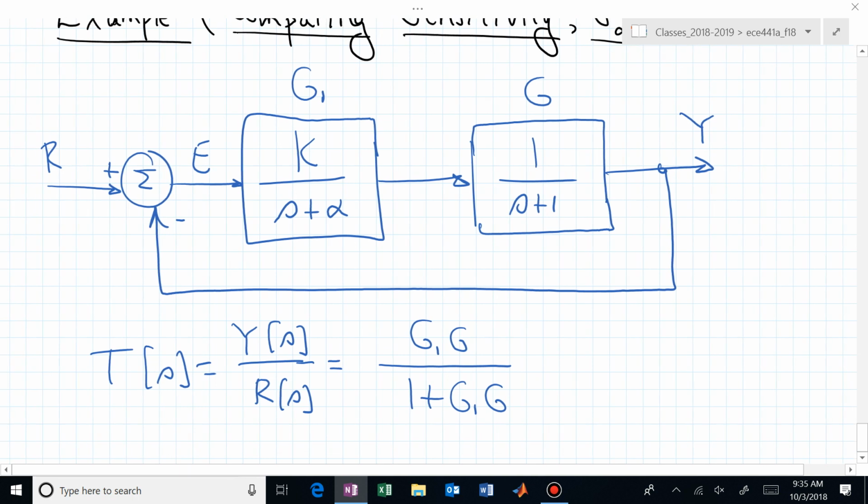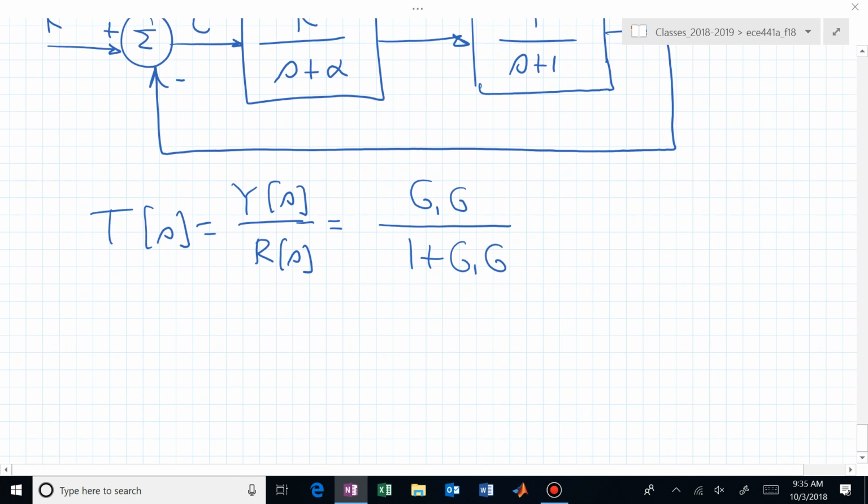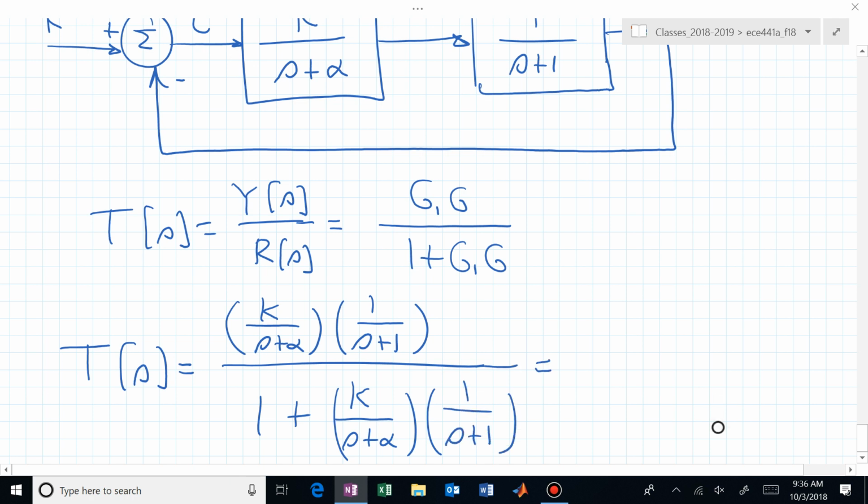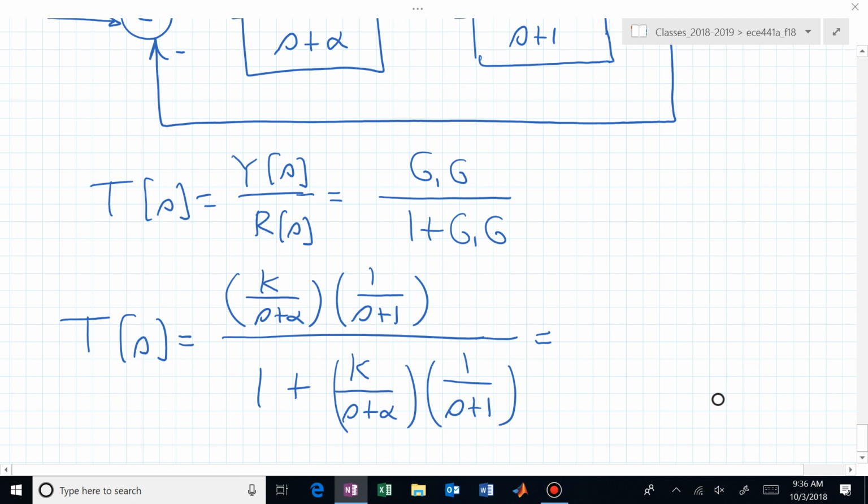Problem solved. And we can plug in, if we want, for those particular parameterized versions of G1 and G. If we do that, T of S now becomes K over S plus alpha, 1 over S plus 1, over 1 plus K over S plus alpha, 1 over S plus 1. And now you're going, well, that looks like a mess. We have a ratio of ratios, and then we have a 1 down there.